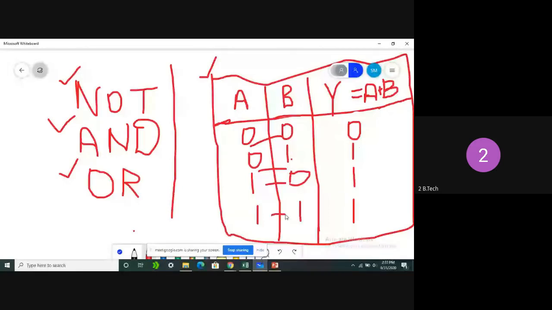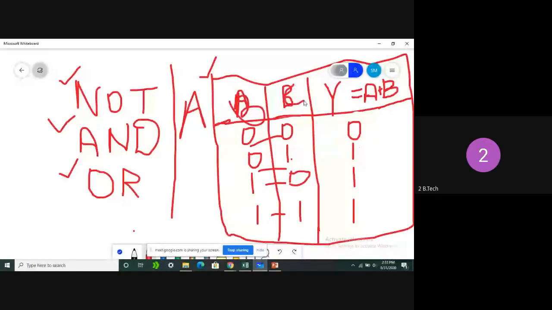The same operation we can perform on three input terminals. That could be A, B, C. We can do this practice at your home. So we can take three inputs A, B, C.